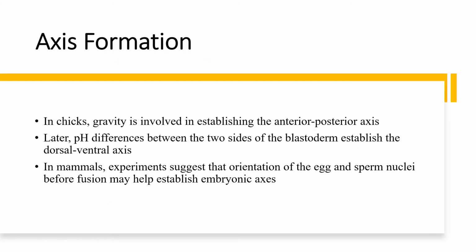So in chicks, gravity is involved in establishing the anterior-posterior axis. Later, pH differences between the two sides of the blastoderm establish the dorsal-ventral axis. Okay? And then in mammals, experiments suggest that orientation of the egg and the sperm nuclei before fusion may help establish the embryonic axis.